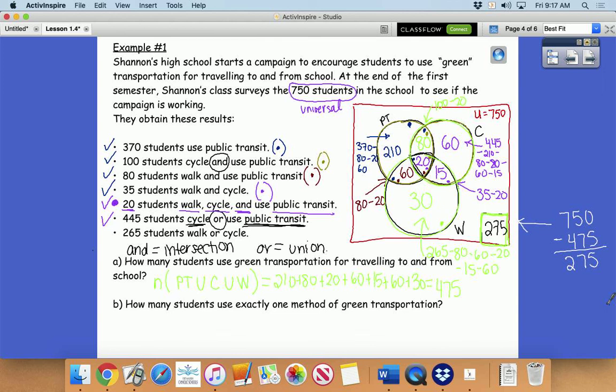The last question we're going to answer is how many students use exactly one method of transportation? So exactly one. Those are the students that walk only, cycle only, and use public transit only.